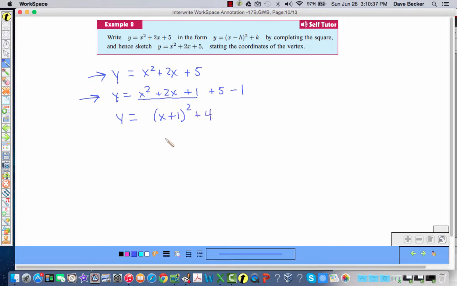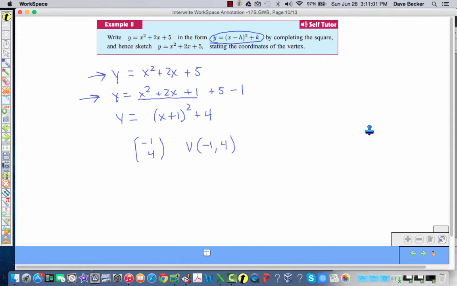Giddy up. So I am in the form of y equals (x minus h) squared plus k. So I immediately know that this is a translation of y equals x squared to (negative 1, 4). And I also know that my vertex is (negative 1, 4). Isn't that just grand? Okay, so we are going to sketch that real quick.